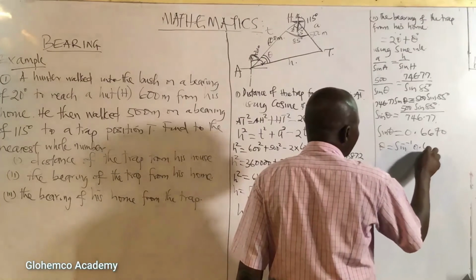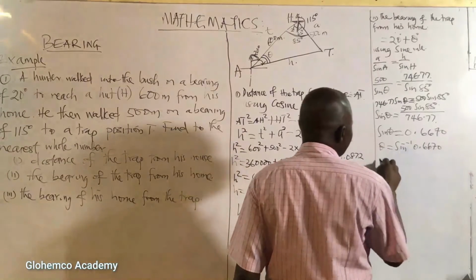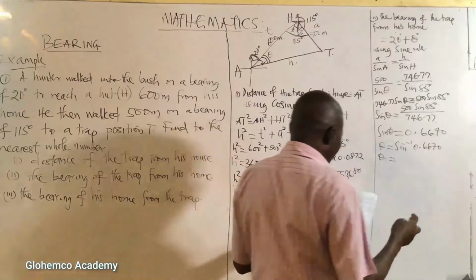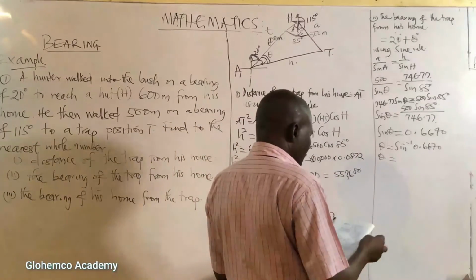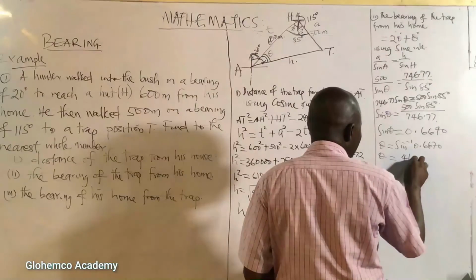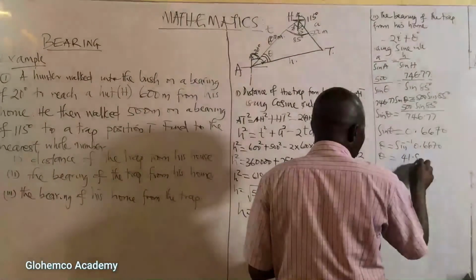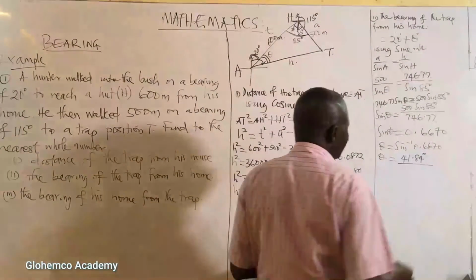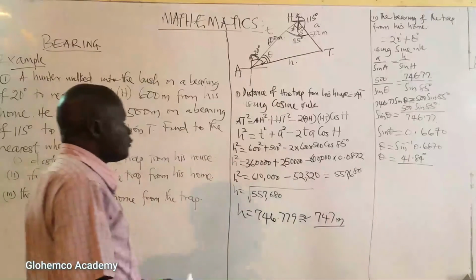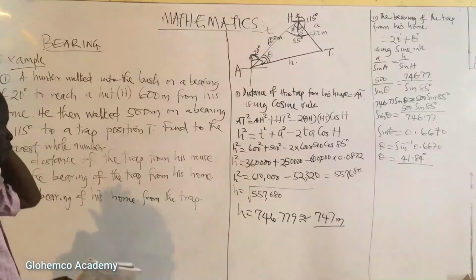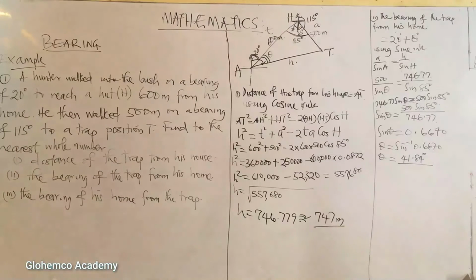of 0.6670. Theta now will give us arc sine, and that gives us 41.84 degrees. And that's the value of our theta.